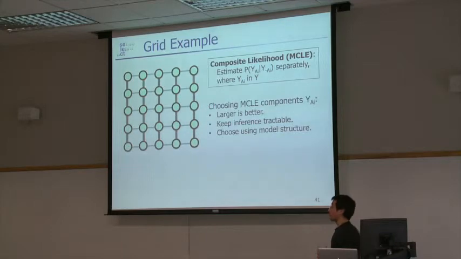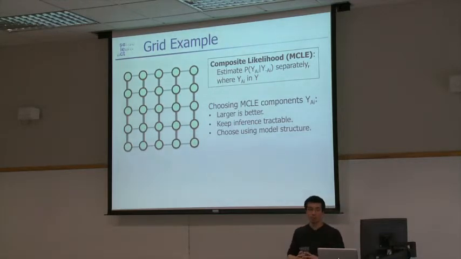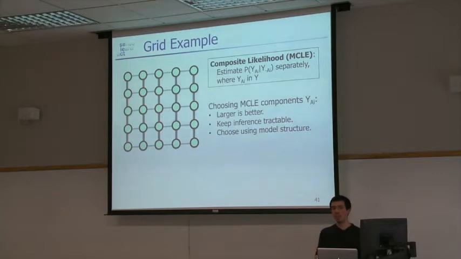So I'll give you a little intuition about how you could choose these components. Basically, larger is better, because intuitively that makes sense, since max likelihood is the optimum, and that uses a component which is the entire model. But you want to keep inference tractable, so you have this trade-off between choosing a large component and one which is structured or sized such that inference is tractable. And finally, you want to choose it using the model structure.